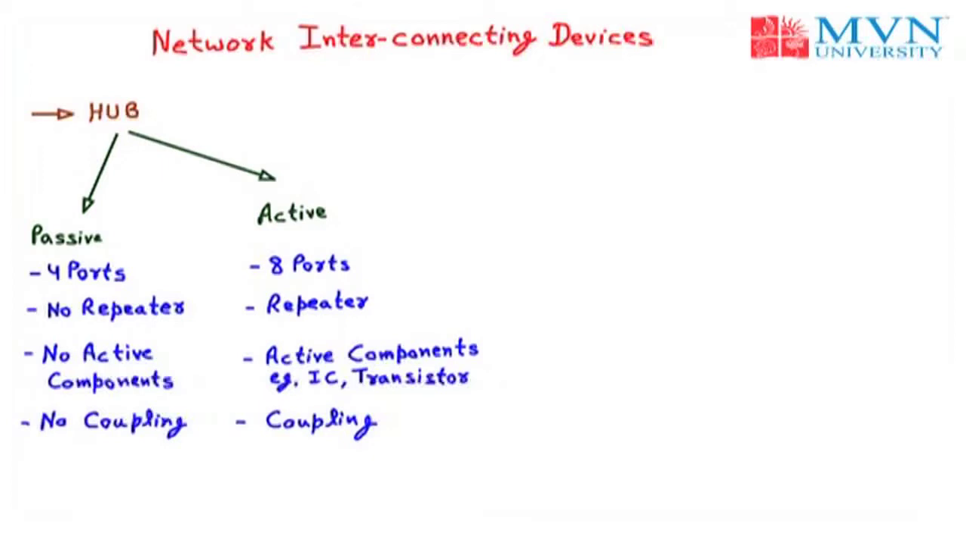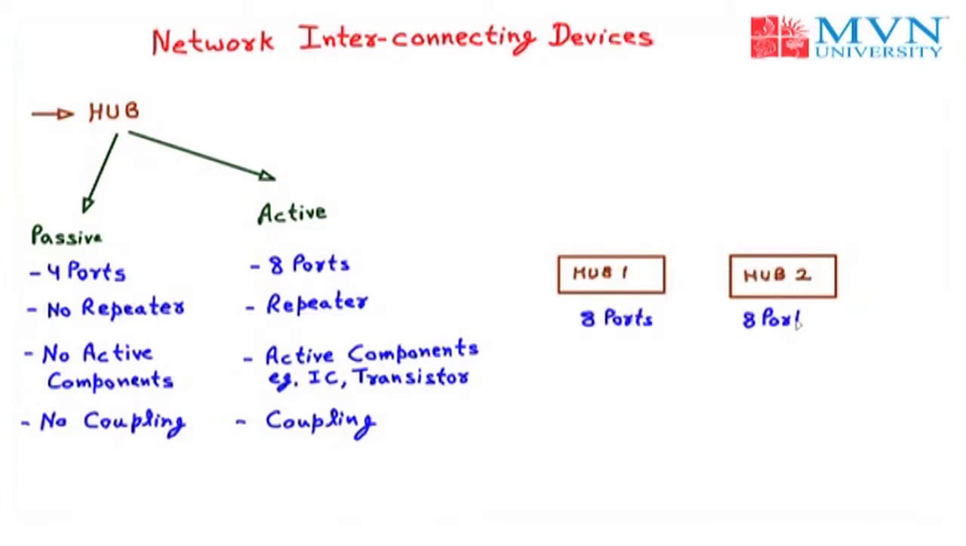So let's take the example with the help of diagram. For example, we have 2 hubs named as hub 1 and hub 2. Both the hubs contain 8 ports because they are the active hub. Now if we want to couple both of the hubs, that is possible in the active hub, we will combine both the hubs. This combination of hub is called as the coupling. Now we have 8 plus 8, that is 16 ports. 16 ports, that means we can connect the 16 computers in a network. So we can increase the number of ports with the coupling of hub.